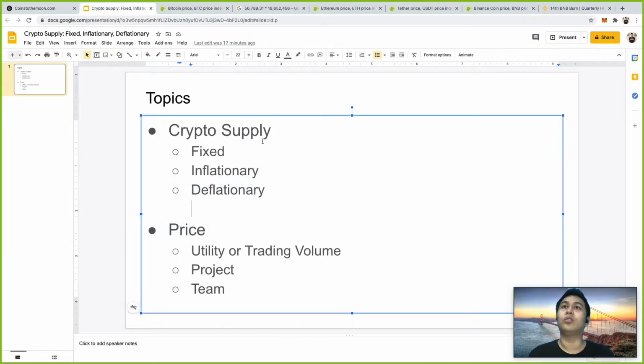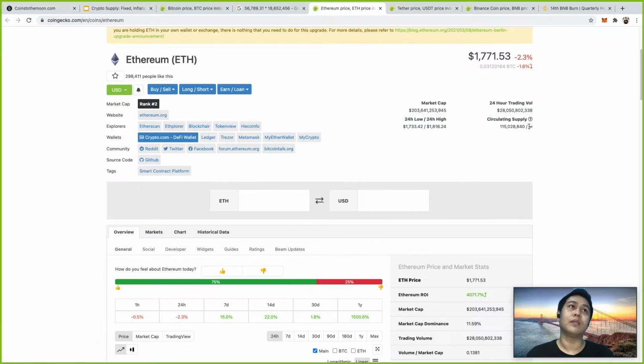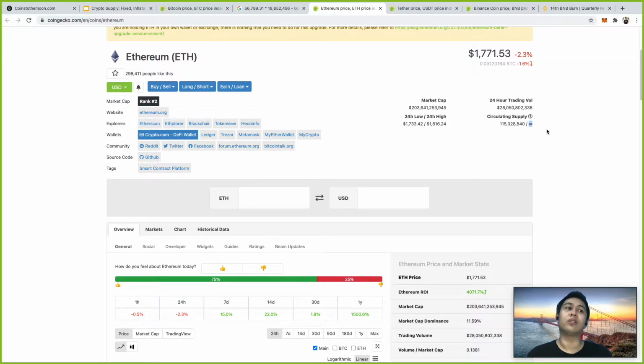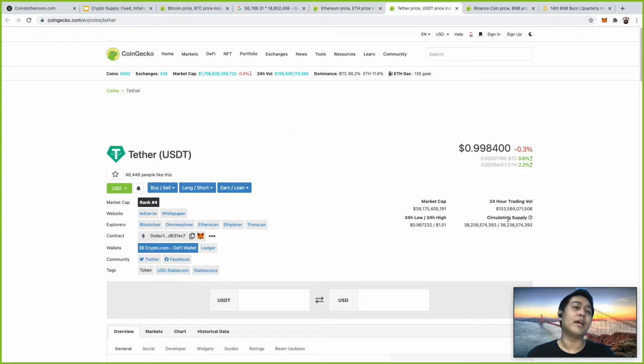The second crypto supply type is inflationary. The best example for this one is Ethereum. The max supply is unlimited because most of the projects are running on top of Ethereum, such as Aave, Synthetics, Uniswap, Unitokens. They don't really know what the maximum supply is, so it keeps on growing. Another example is the USD Tether. As long as there's dollars being printed and dollars being bought into USDT, this one keeps on rising as well.